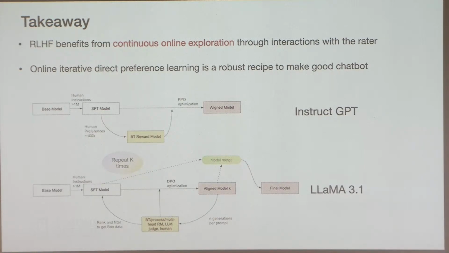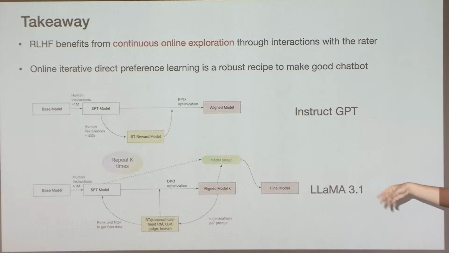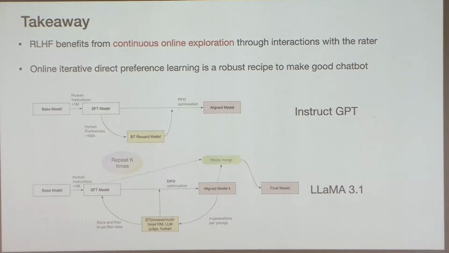What we see over the past 1 or 2 years is a shift from the ChatGPT framework to the Llama 3.1 framework, and we have introduced this online iterative framework. We also mentioned things like model merging and so-called best-of-n fine-tuning. I think the next speaker will talk about this very competitive and elegant algorithm.